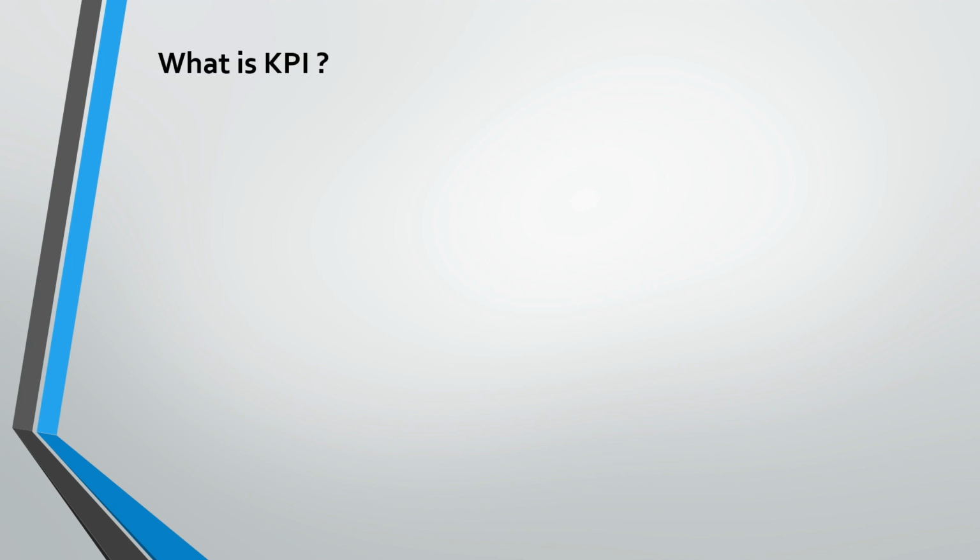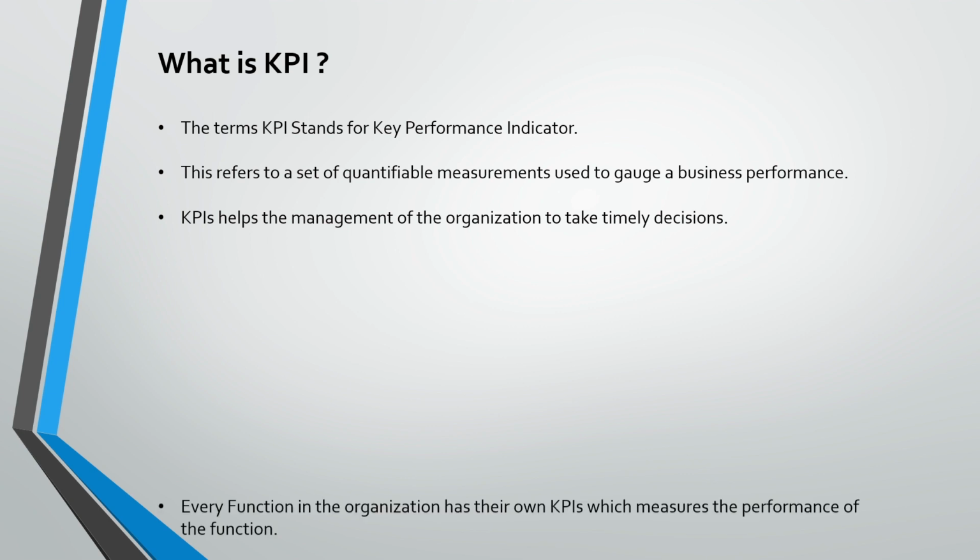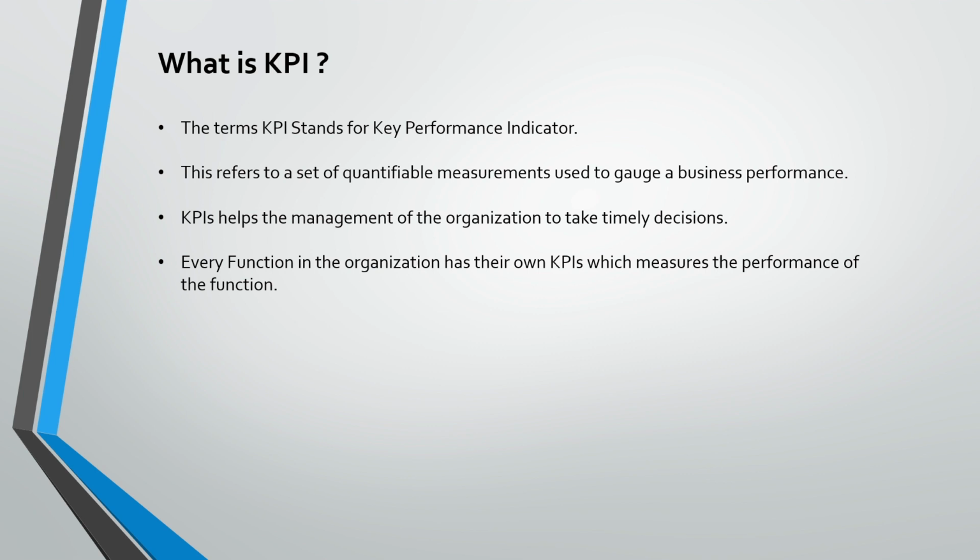What is KPI? The term KPI stands for Key Performance Indicator. The key performance indicator refers to a set of quantifiable measurements which are used to gauge business performance. KPI helps the management of the organization to take timely decisions. Every function in the organization has its own KPIs which measure the performance of that function.